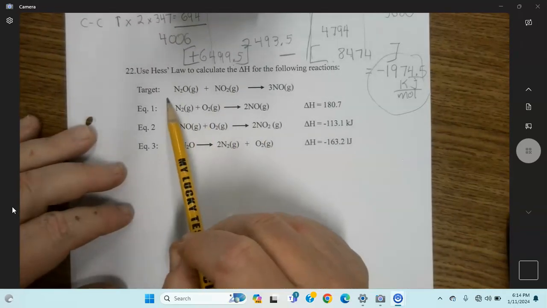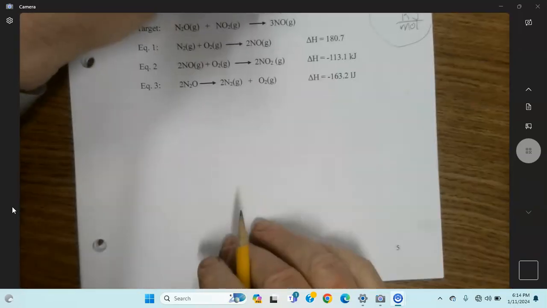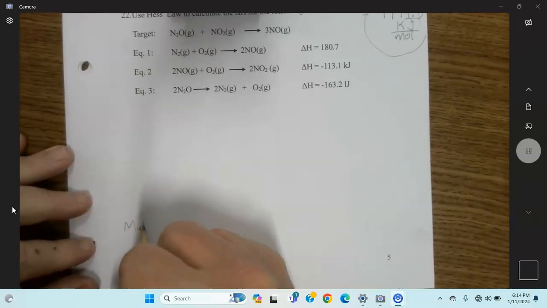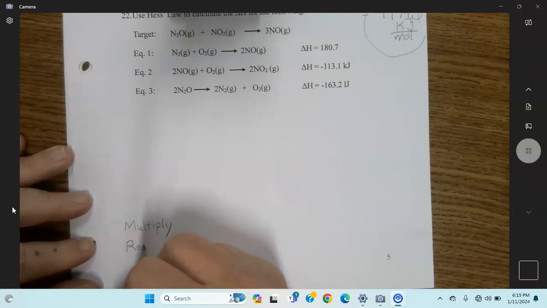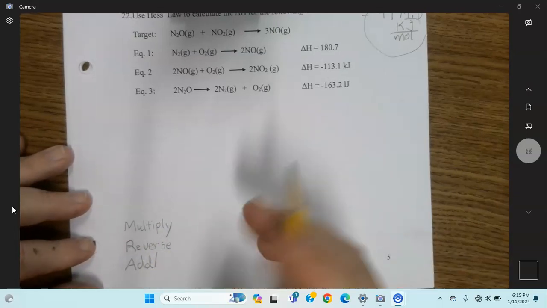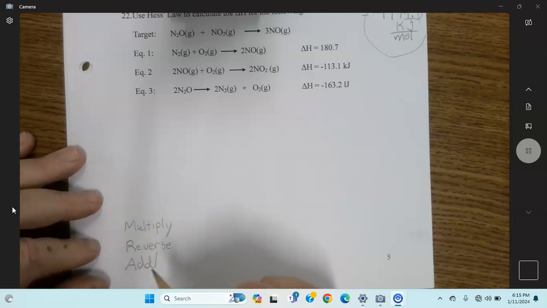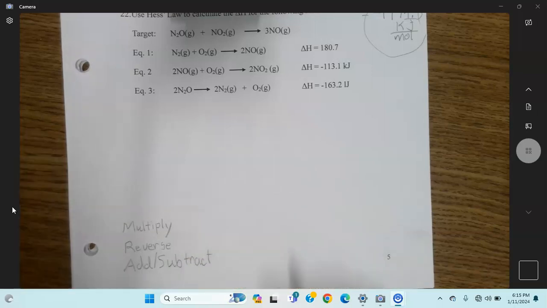Okay, so what we're doing with Hess's Law is there's three things that we can do. We can multiply, and multiply might be multiplying by a fraction, like 1/2, okay? We can reverse, that means turn the reaction around. Okay, and the third thing we do at the very end is we add or subtract. If two of the same compounds are on the same side, you add them, and if they're on opposite sides, you subtract them. So those are the three things we can do.